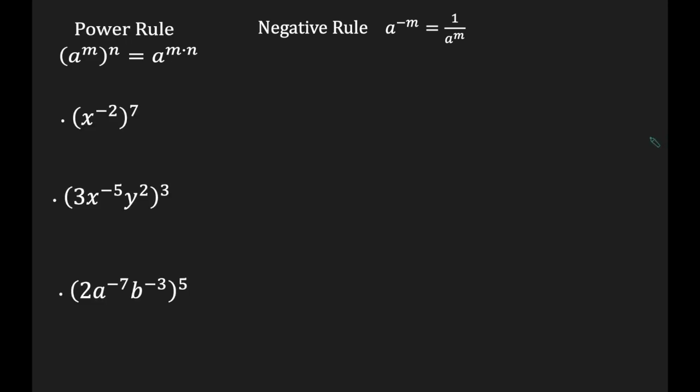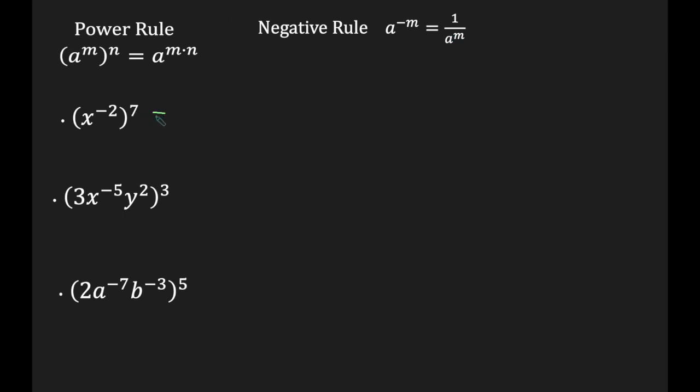Now, when it comes to the laws of exponents, they like to combine more than one rule. So here I have my power rule and also my negative rule. Remember, I said I'm going to sprinkle in the negative rule as we go along. So we're going to look at the negative rule again. And remember, the negative rule is if you have a base raised to a negative exponent, to make it positive, you write the reciprocal, which is 1 over a to the positive m.